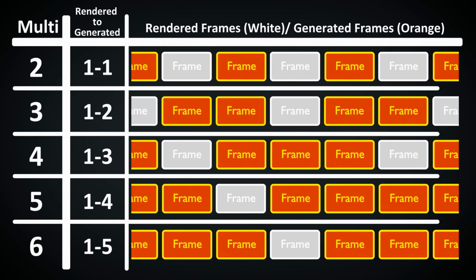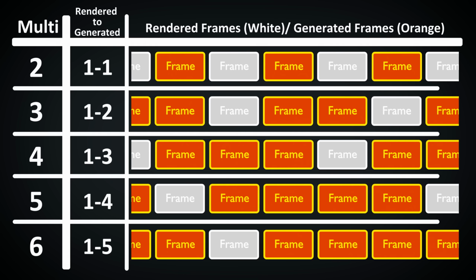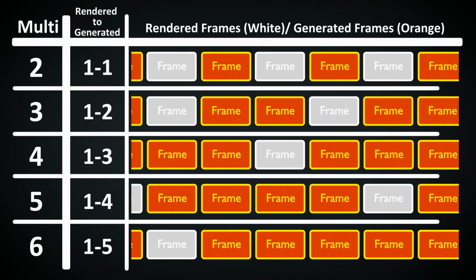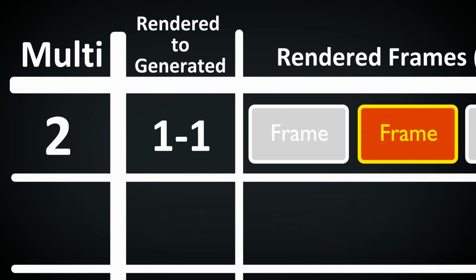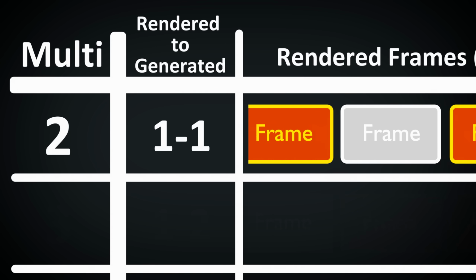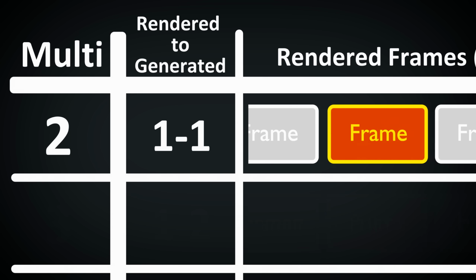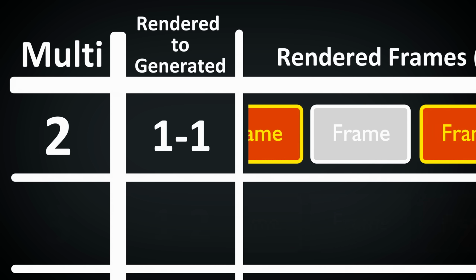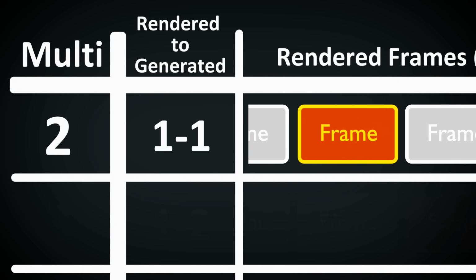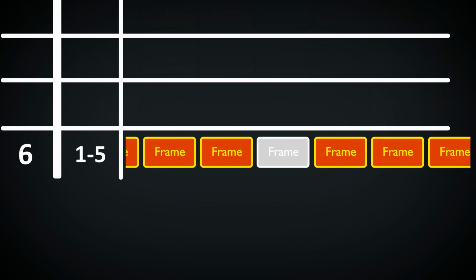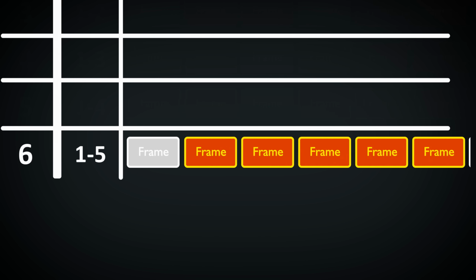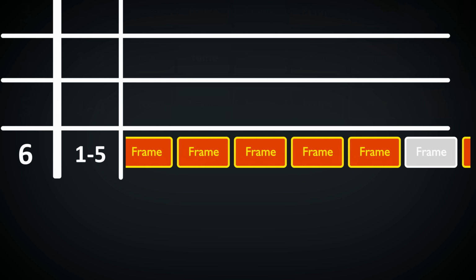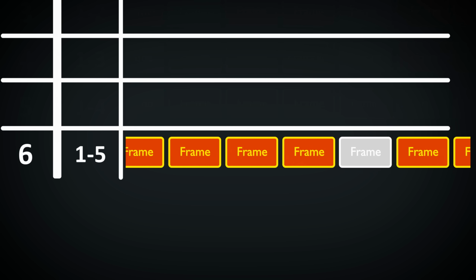Here we can see a chart showing off the effect of each multi-value. If we zoom in here to multi-2, we can see that for every rendered frame there is a generated frame. Essentially, you're rendering half of your animation and letting RenderBoost do the rest. Let's now have a look at multi-6. We can see that for every frame you're rendering, 5 additional frames are generated. This means you're rendering a sixth of your animation, cutting the render time down considerably.